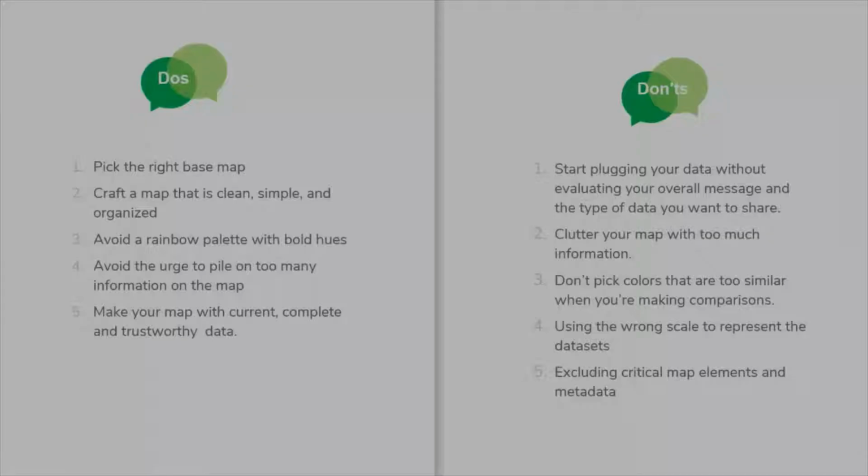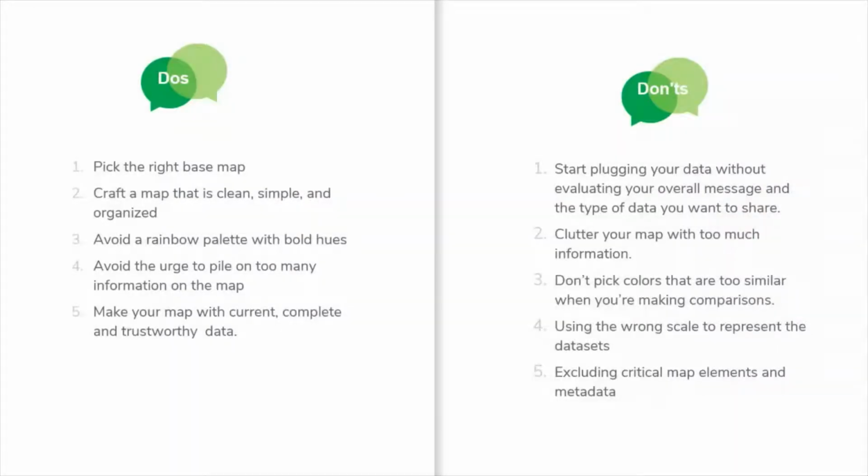So now we're at the do's and don'ts. One of the things you want to do is pick the right base map. I'll go through the do's first. You want to create a map that is clean, simple and organized. You want to avoid too many color variations. You want to avoid piling on too much data on the map. And you want to ensure that the data that you're using is current, or as current as you can get.